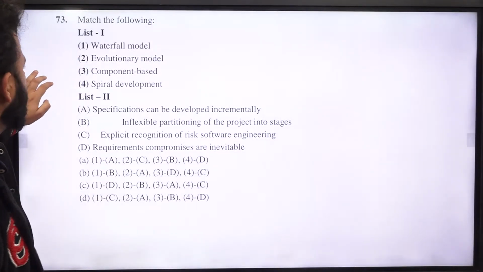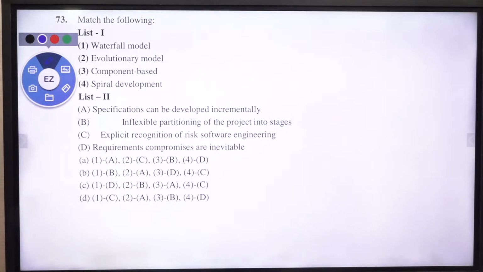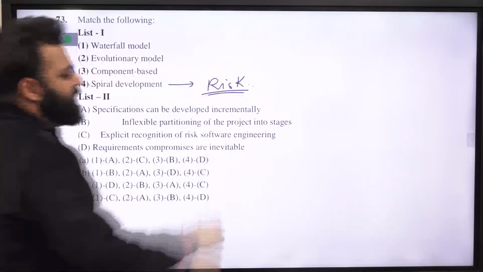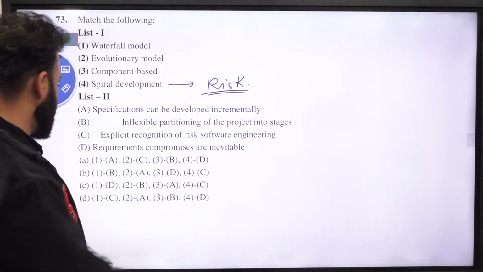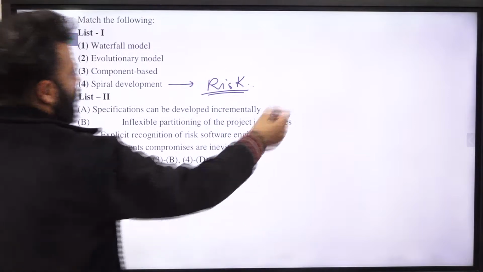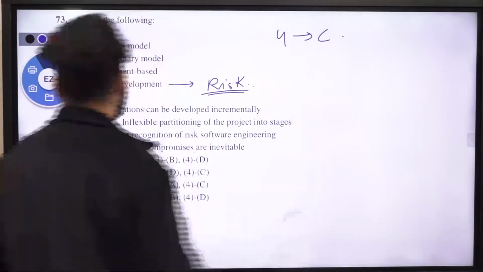Okay, next is waterfall model, evolutionary model, component model, spiral model. One thing about spiral model: risk analysis will be there. Wherever there is the word risk, you will go for spiral model. So for 4, we have C.